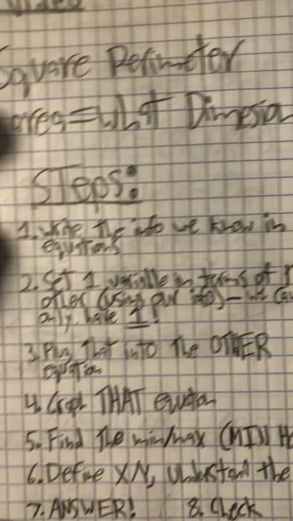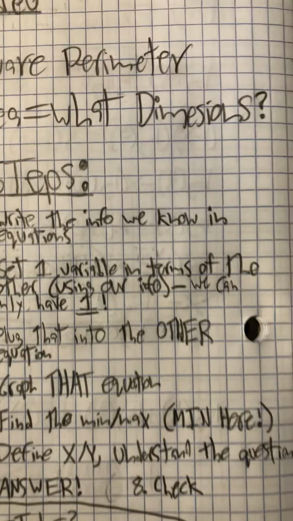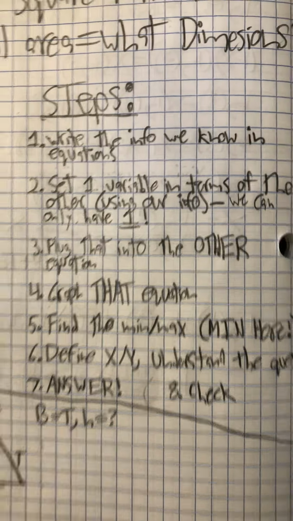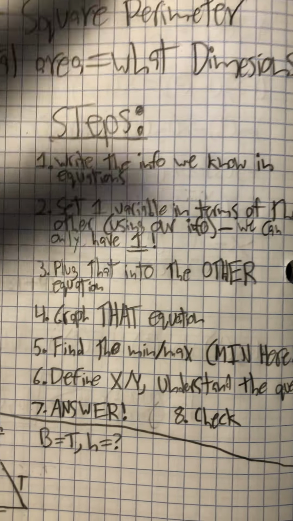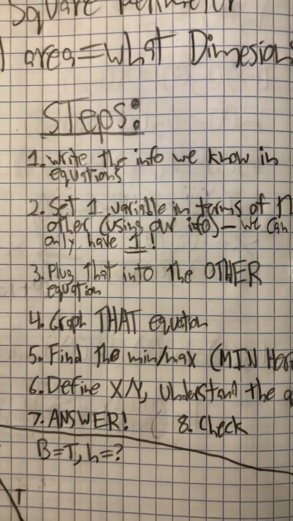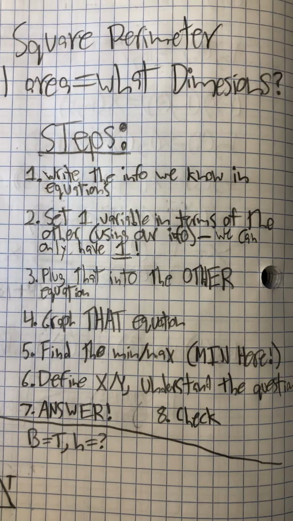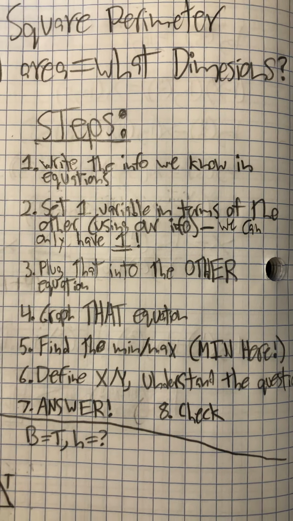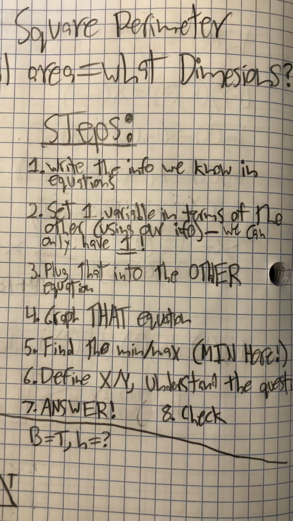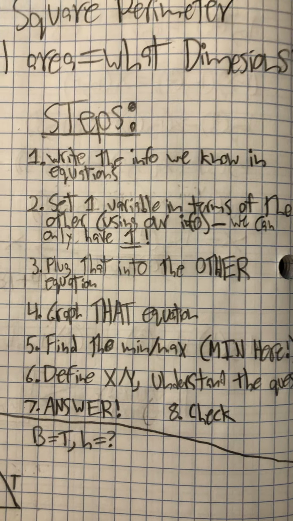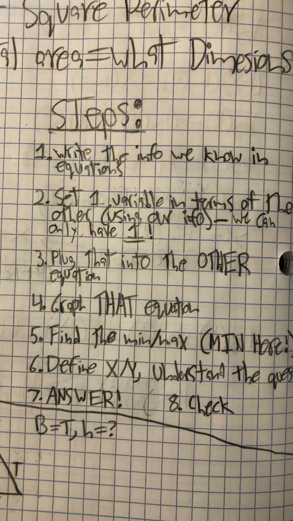Okay. So here are the steps to an optimization problem, specifically this type. We're going to start by writing down the basic info we know, right? They gave us the perimeter, what shapes we have, that's basic stuff. Now the second part is we set one variable in terms of the other because we can only have one when we make our equation. I'll explain it in a second. Plug that into the other equation.